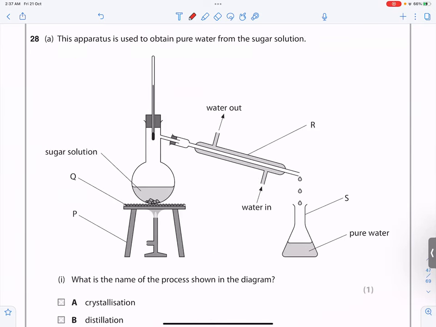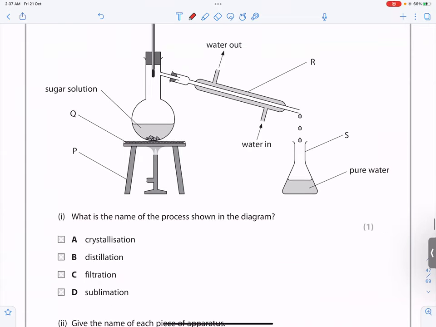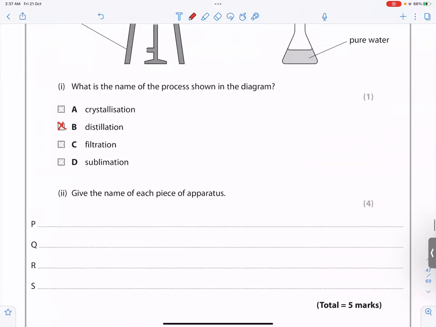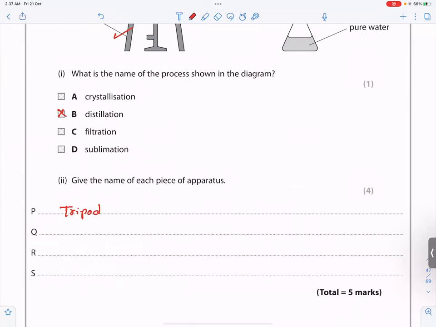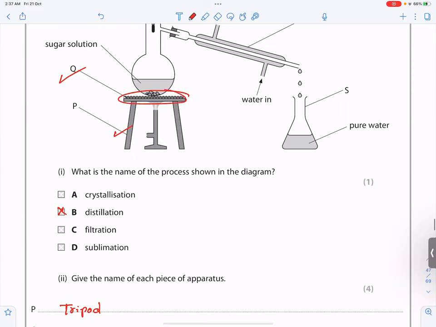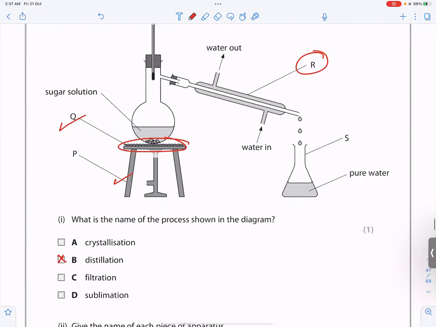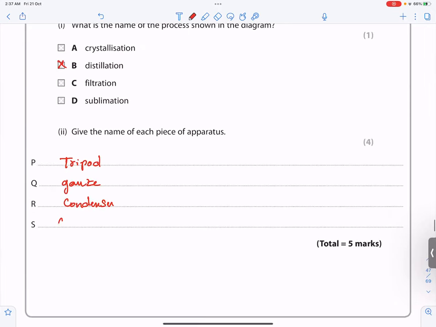Question 28. This apparatus is used to obtain pure water from a sugar solution. What is the name of the process shown in the diagram? This is of course distillation, so it's B. Give the name of each piece of apparatus. P is the tripod, Q is the gauze, R is the condenser, the Liebig condenser, and S is the conical flask.